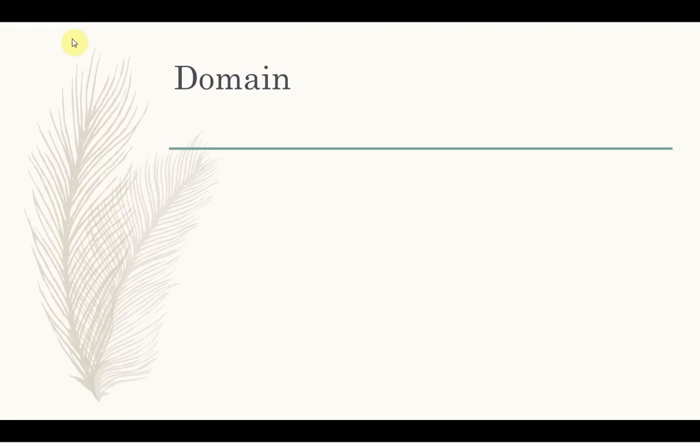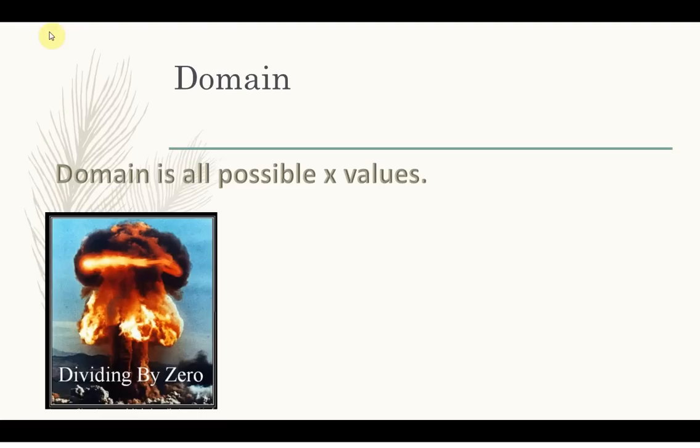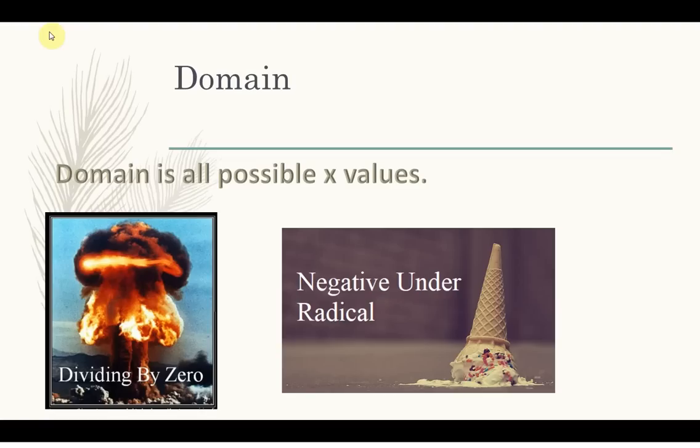And here we go. Domain. X's. Domain is all the possible X values that can happen. So if you think about it, the only things that come up that have errors is if you divide something by 0, or if you have a negative underneath a radical.